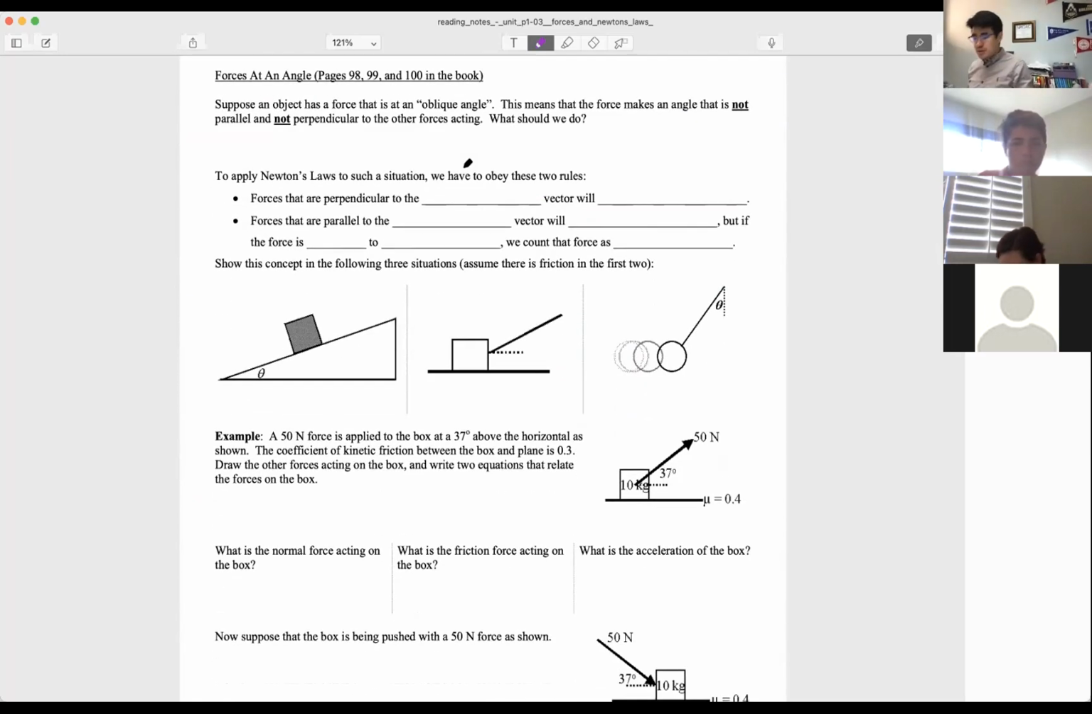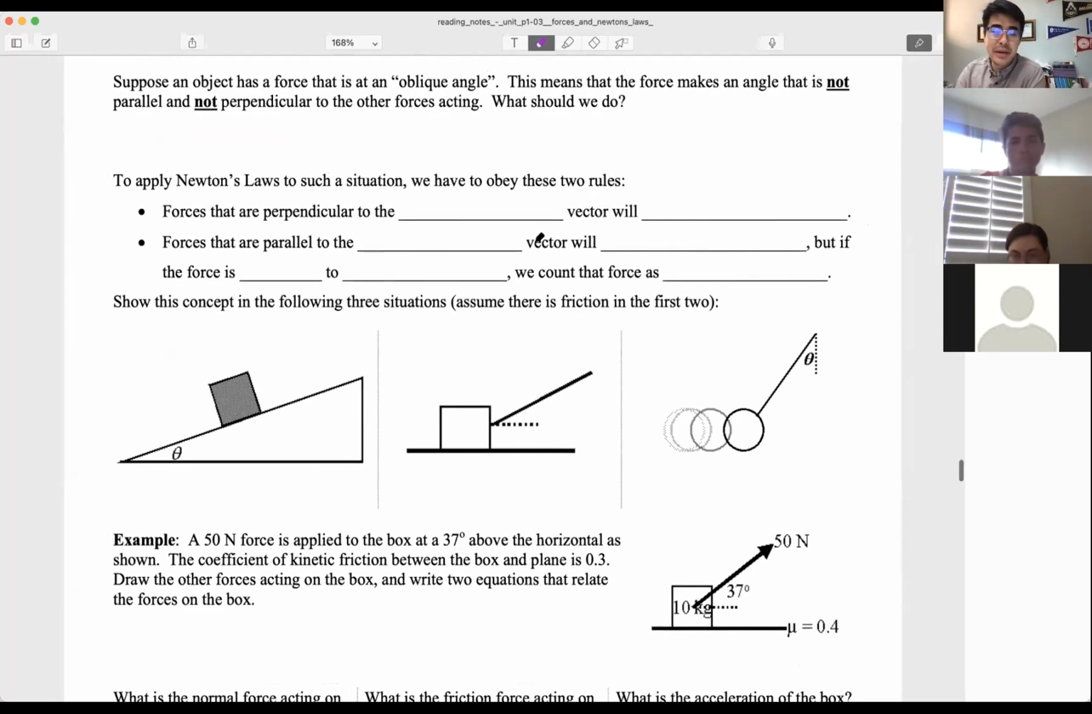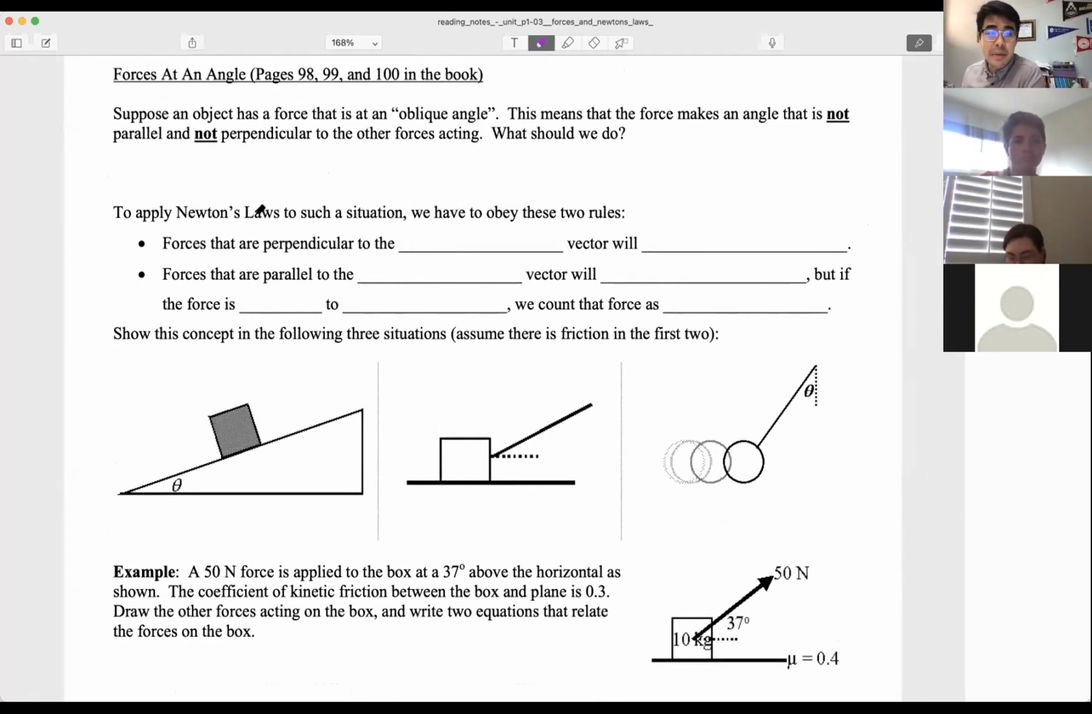We shall move on to things at an angle. So they may or may not use the word oblique angle, so don't get freaked out about it. Oblique just means it's not parallel, not perpendicular, right? And so this is where we're going to start making components or right triangles, right?